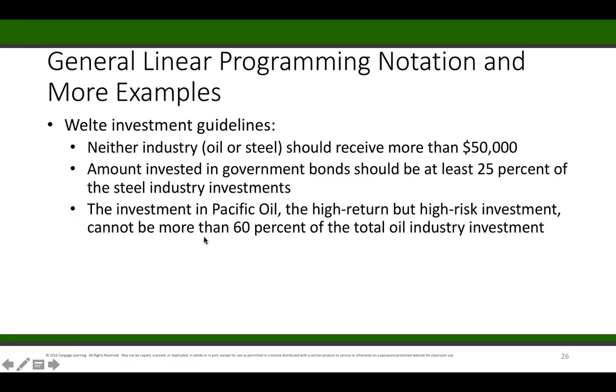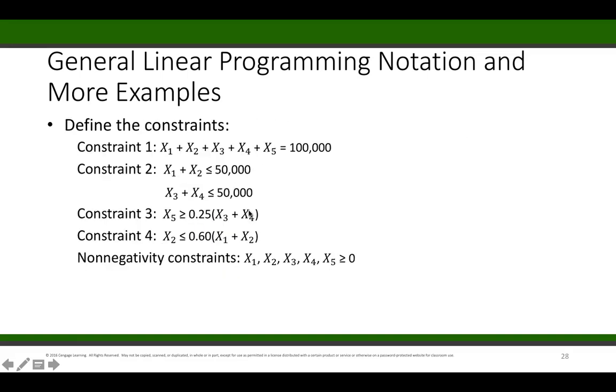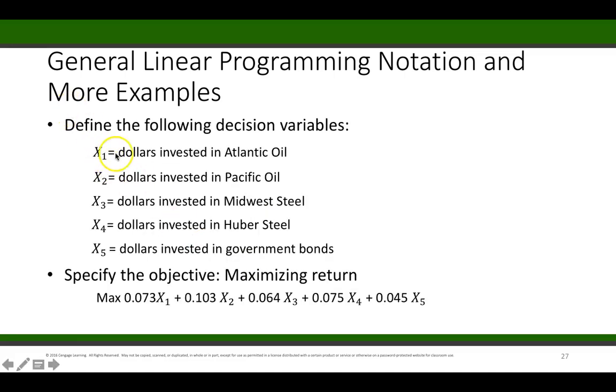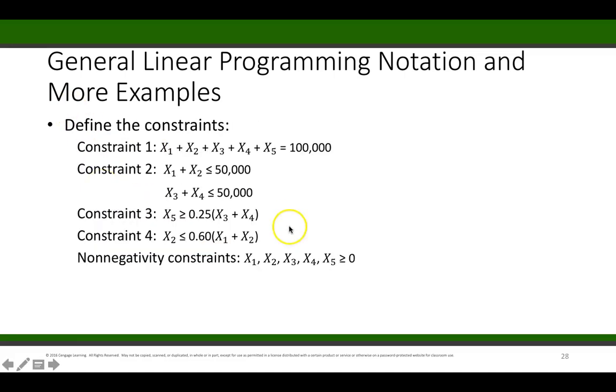Now, let's look at the final constraint. The final constraint is similar. It says investment in Pacific Oil, the high return investment, cannot be more than 60% of the total oil industry investment. So Pacific cannot be more than 60% of the total. So you say that the amount invested in Pacific cannot be more than, less than or equal to 60% of the total investment in oil, which will be X1 plus X2. Total investment in oil, X1 plus X2.